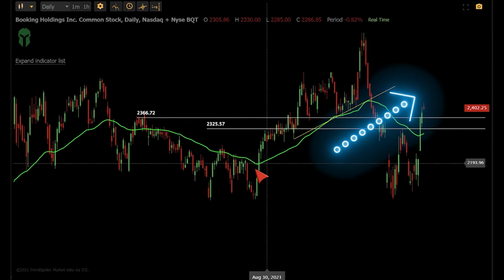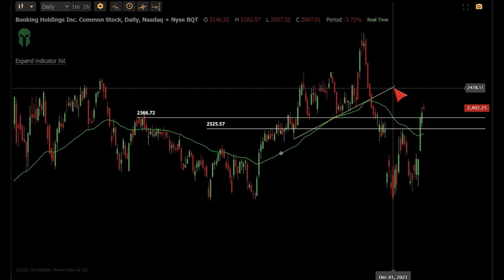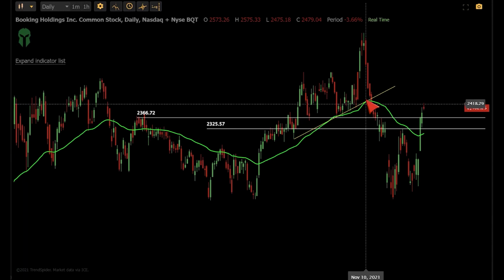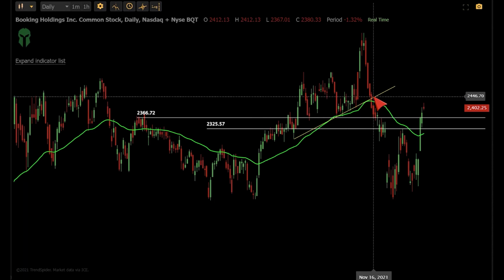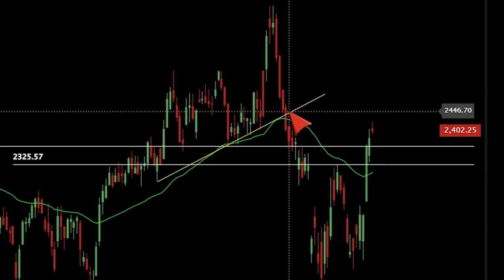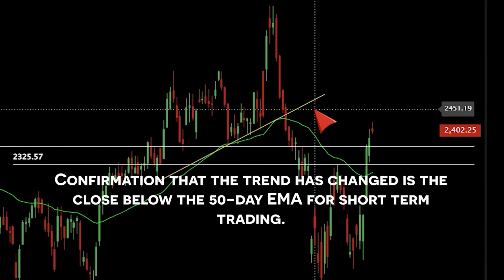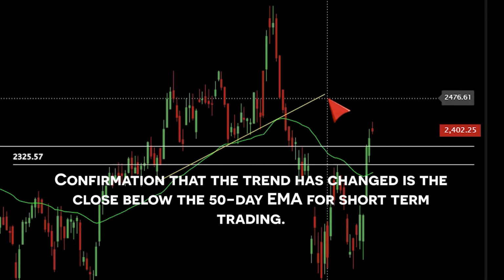We can all see that uptrend. We can all see that we're above the 50 EMA, and we can all see that we're above an uptrend. When that uptrend breaks, that is the first sign that we may have an issue. The confirmation that the trend has changed is the close below the 50-day EMA for short-term trading.